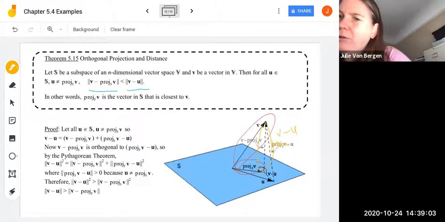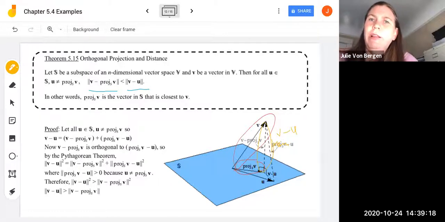So visually we see it okay with our diagram here, and you could practice drawing other vectors u down in that plane that is S and try to see, oh yeah, you can't get any closer than that distance from v to the projection of v onto S. So we'll take a look at the proof.